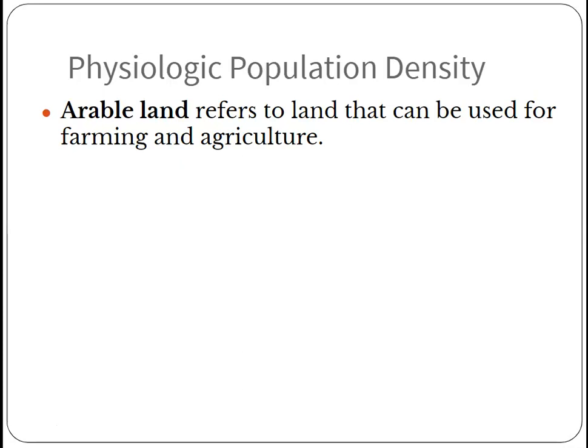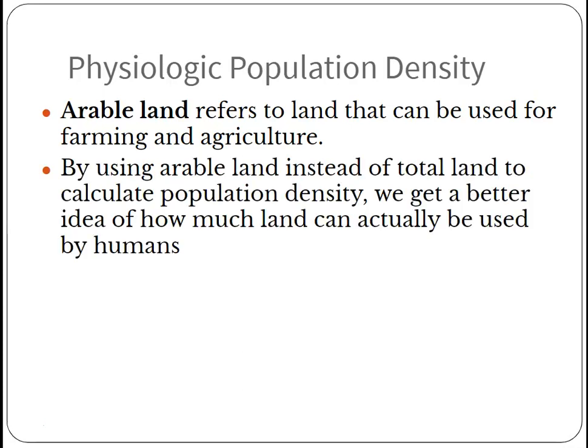Okay. Obviously, it is possible to farm on mountains. It is more difficult. It is possible to do types of agriculture in the desert. It is more difficult. And so, arable land is going to look at a much smaller percentage of the land area of a country or a region. Okay, a much better idea of how much land can actually be used by humans. This gives you a more accurate representation of how humans are spread out within that country.